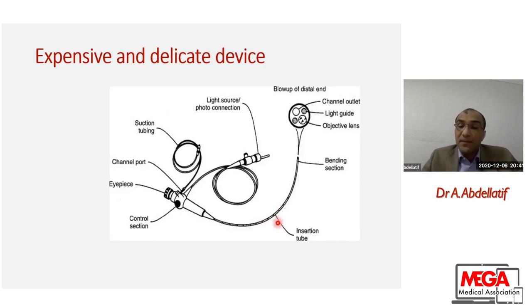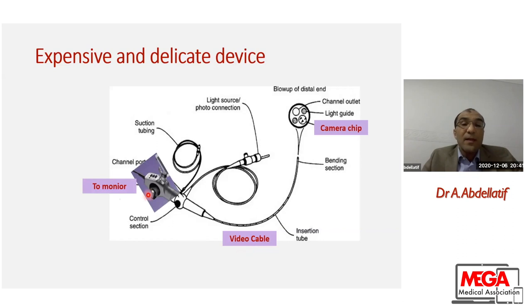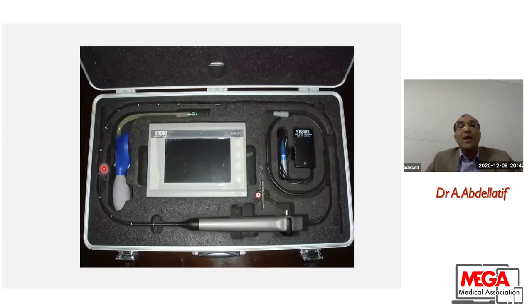The technology changes, and then they replaced the lens here down with a camera chip and replaced the fiber optic bundles in the shaft with a video cable. And then there is no eyepiece; it goes directly to the monitor to see the image on the screen. That's why the most available devices now are better called flexible intubating endoscopes, because there are no fiber optic bundles inside now.